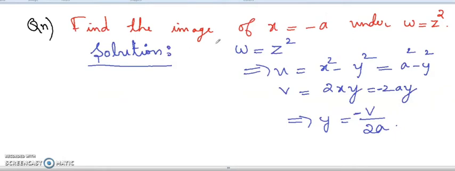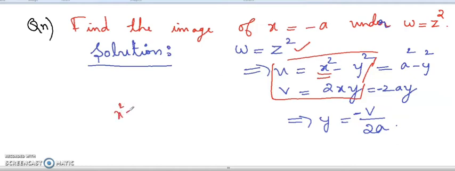The next question: find the image of x is equal to minus a under the transformation w is equal to z square. Let us continue with the same method as the previous problem. Since w is equal to z square is the transformation, u and v will be like this. And now x is equal to minus a. What will be x square? X square means minus a the whole square. Minus will become plus, that is a square. So instead of this we write a square minus y square.